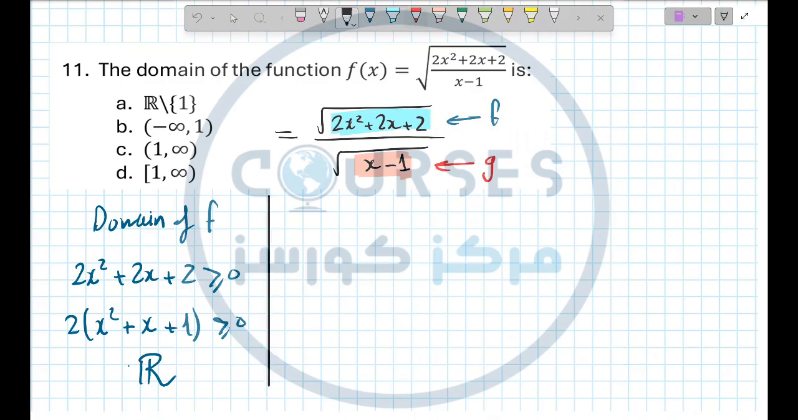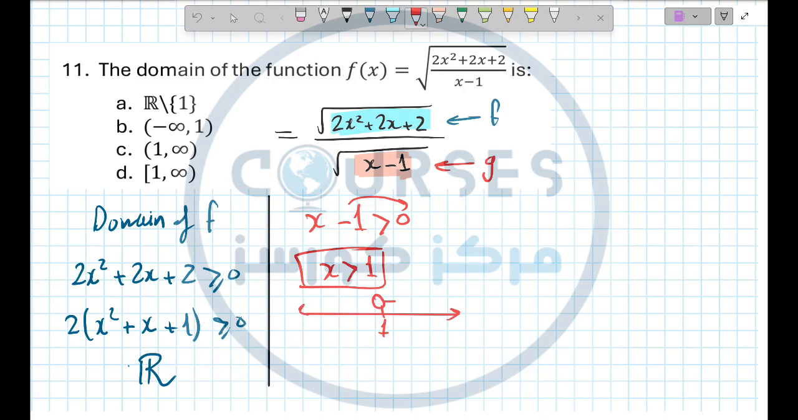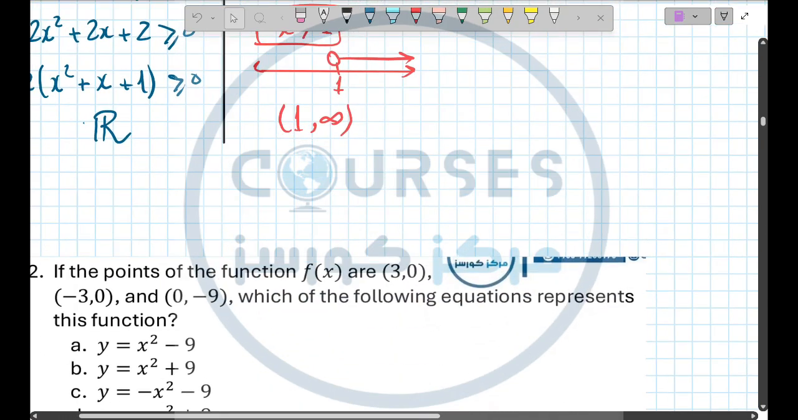Okay, the red one, this time it's in the denominator entirely, so x minus 1 just greater than 0. Move the negative 1 to the other side, so it would just be x is greater than 1. But this time it doesn't have the equal, so it's gonna be like this and going to the right, and the interval is from 1 until infinity. Moving forward.